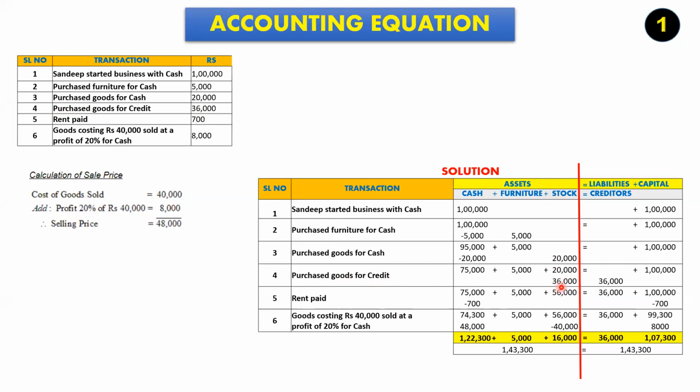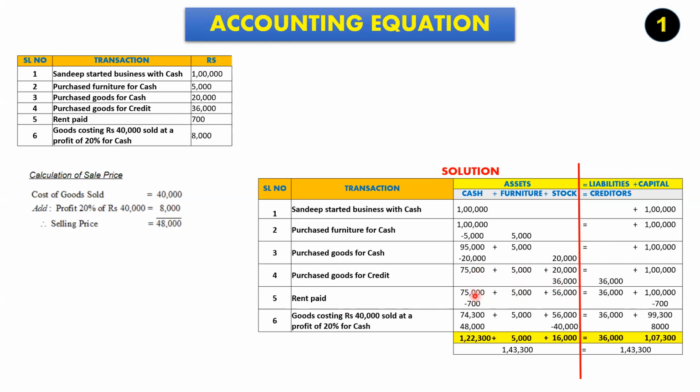36,000 is added. Why should it come under stock? Because it clearly says purchased goods. Goods means stock. Whether for cash or credit, it should come here only. That means 20,000 plus 36,000, how much does it become? 56,000. So it should come in the next. So the 5,000 furniture should come like this only. Bring it down. And here we know 75,000 cash is there. That also just bring it down.